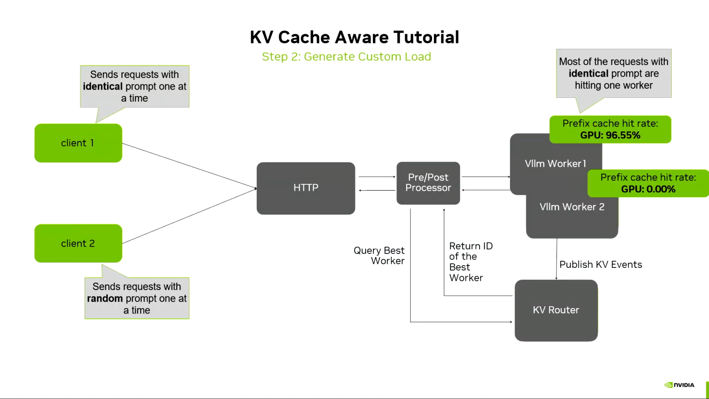sees that the KV match is the highest with a specific VLLM worker, which in this case is VLLM worker 1, and the metrics that get reported for the prefix cache hit rate is 96.55 in this case. So the identical requests are all going to VLLM worker 1. The random requests for VLLM worker 2 are just giving no cache hit rate because it's all random that's being sent.